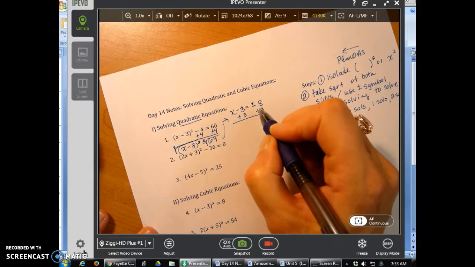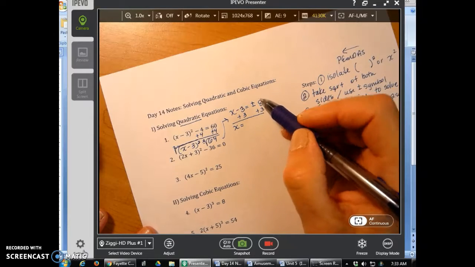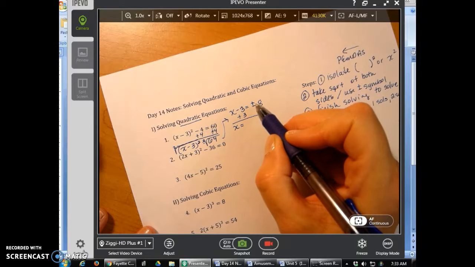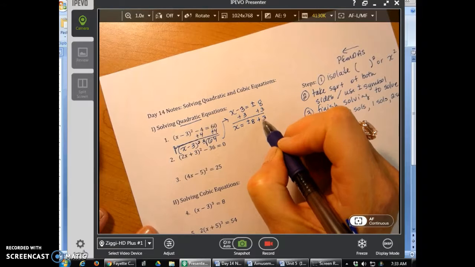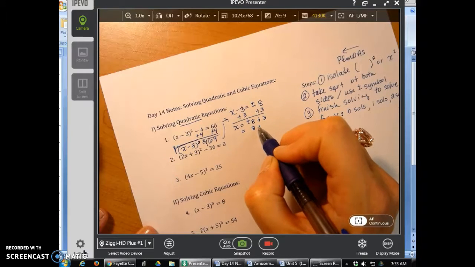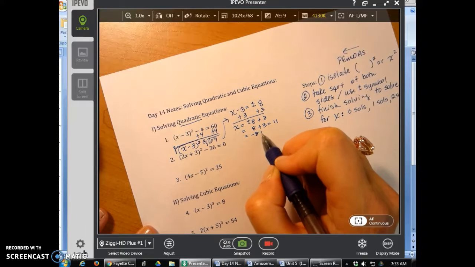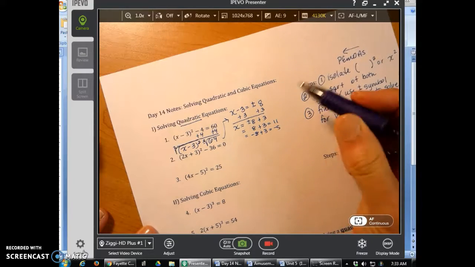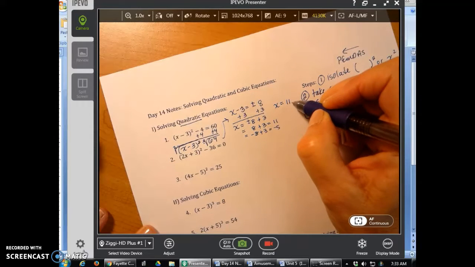Now I end up with 2 different equations here, very similar to what you get when you do the quadratic formula. I have a positive 8 plus 3. I'm going to write it like this first, though. So I'm going to have 8 plus 3, which is 11, and then I have a negative 8 plus 3, which will be a negative 5. So my solutions to number 1, there are 2. It's 11 and negative 5.